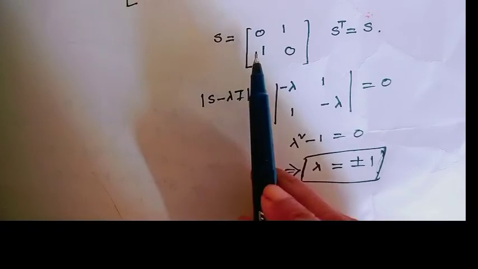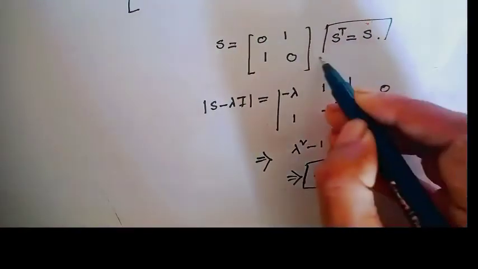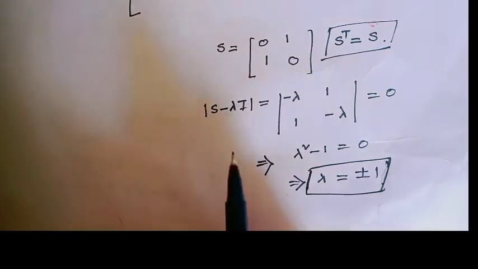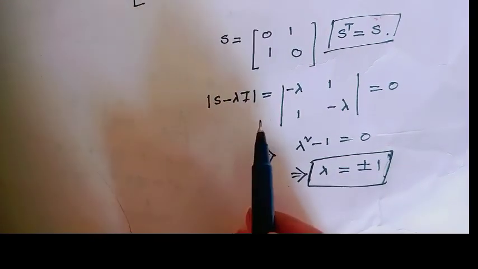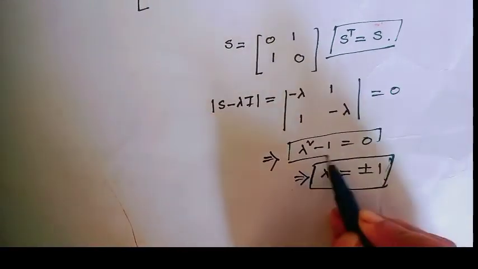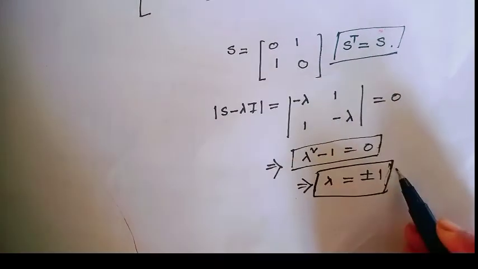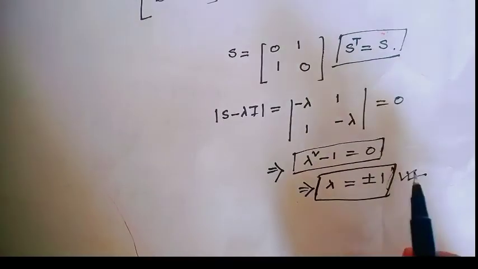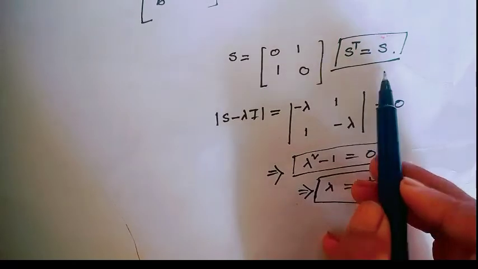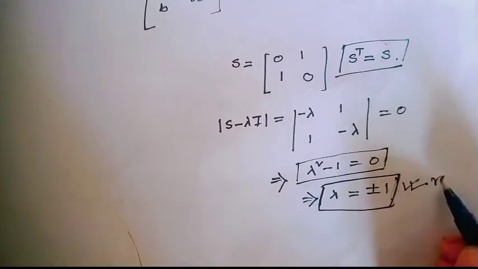Okay. Consider another matrix S equal to 0, 1, 1, 0, and here notice S transpose equals S. The determinant of S minus lambda I equals 0, and by calculating, the characteristic polynomial is lambda square minus 1 equals 0. That means here the eigenvalues are plus or minus 1. Notice since here it is a symmetric matrix, the eigenvalues are real.